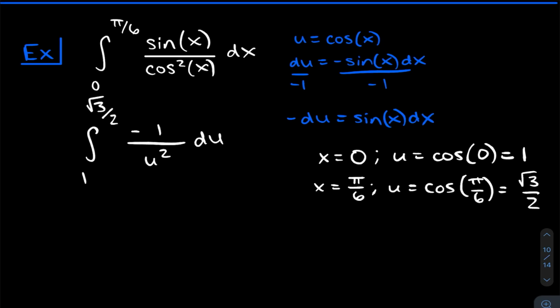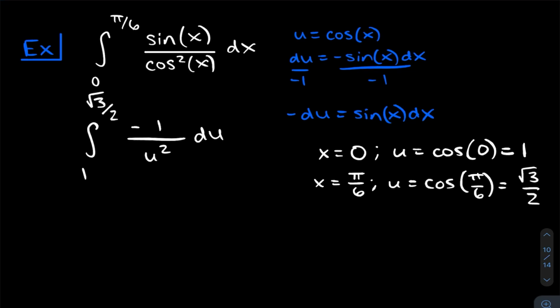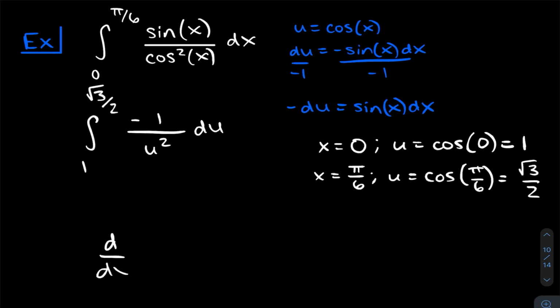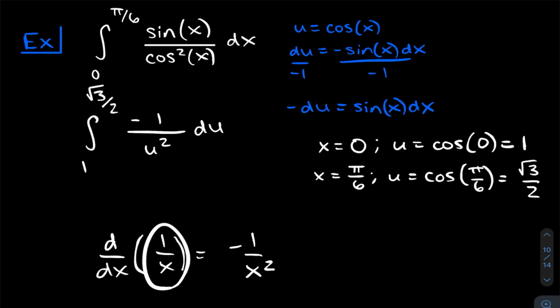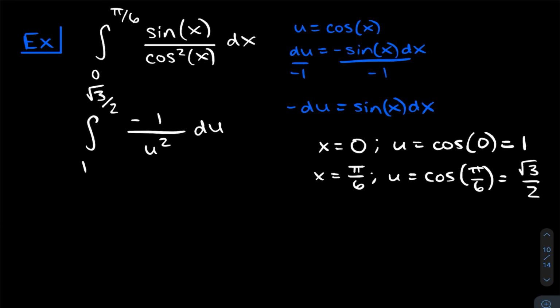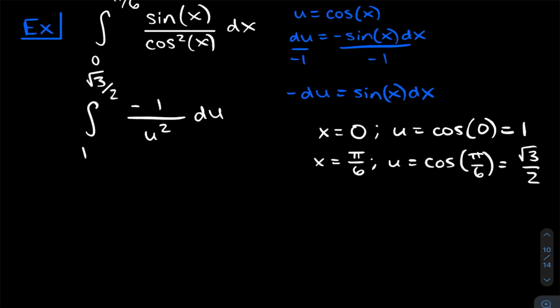And I did say to remember this integral specifically, because we know that the derivative of 1 over x is negative 1 over x squared. And so the integral of negative 1 over x squared is going to be 1 over x. That's the reverse derivative. And so this guy is going to become 1 over u, evaluated from 1 to the square root of 3 over 2. And now we use the fundamental theorem of calculus part 2.